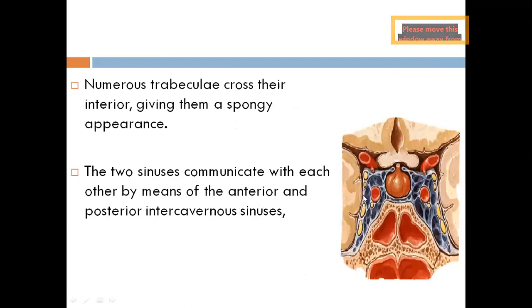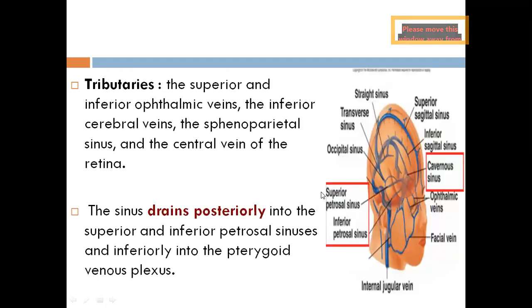Numerous trabeculae, in the sense partitions, cross their interior, giving them a spongy appearance. The two sinuses communicate with each other by means of anterior intercavernous sinus and posterior intercavernous sinus. That means right cavernous sinus and left cavernous sinus are in connection with each other via anterior intercavernous sinus and posterior intercavernous sinus. Now coming to the tributaries.